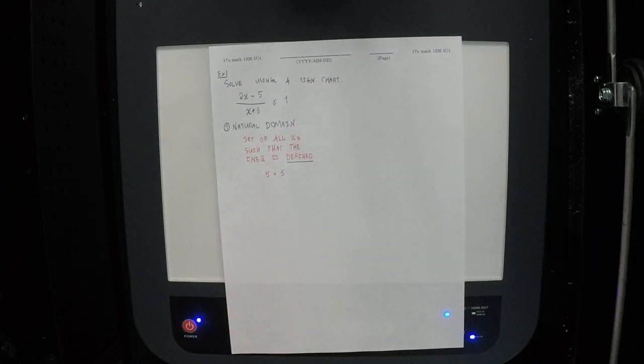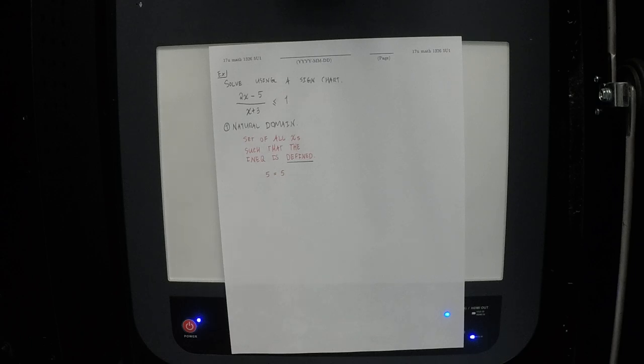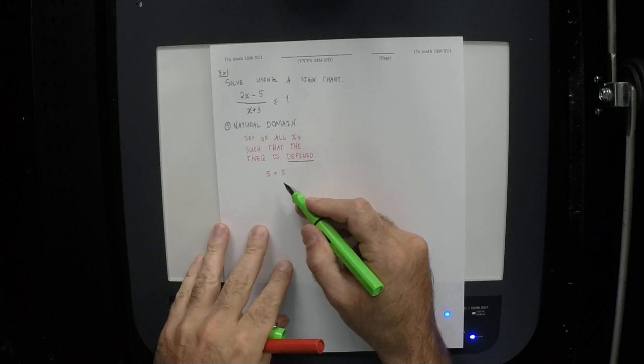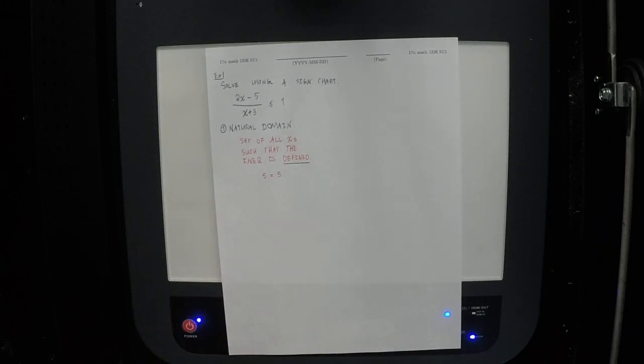5 = 5. Is that an equation? It is. It's an equation because it has a left-hand side, and it has a right-hand side, and it has an equal in the middle. It's an equation. Okay. What does this equation evaluate to? Equations can only evaluate to two things, true or false. So what does this equation evaluate to? True.